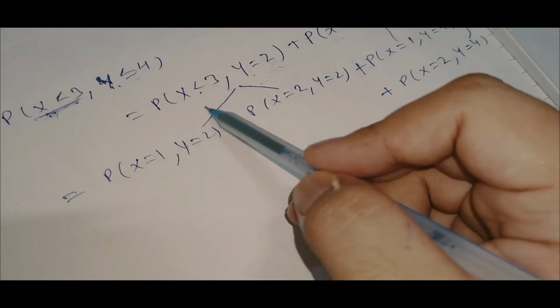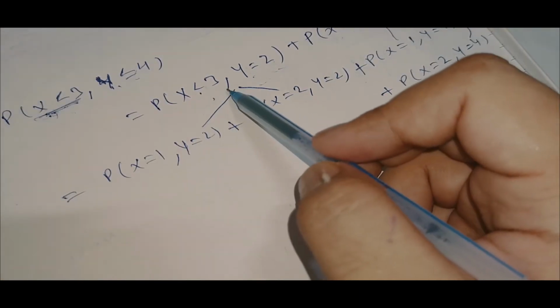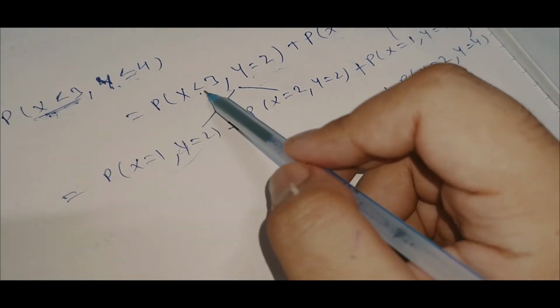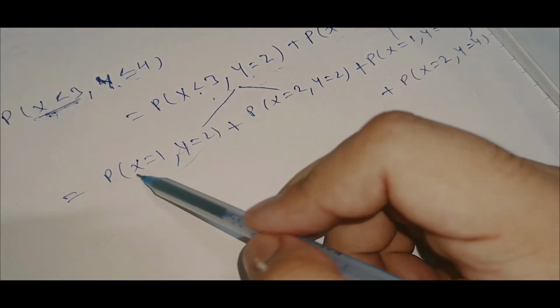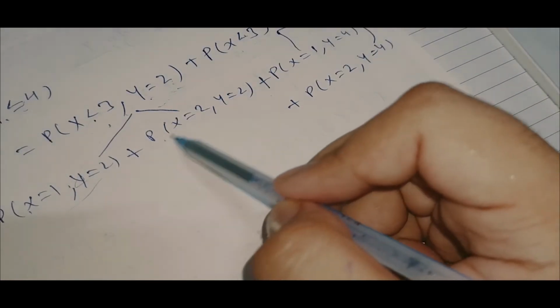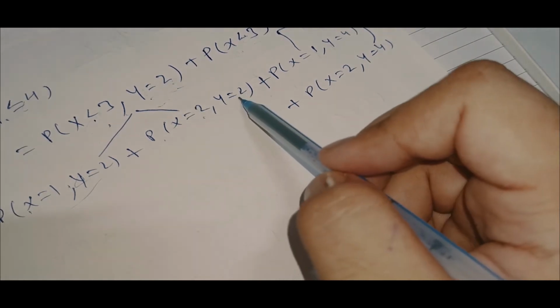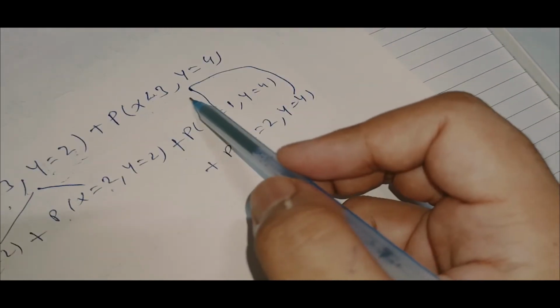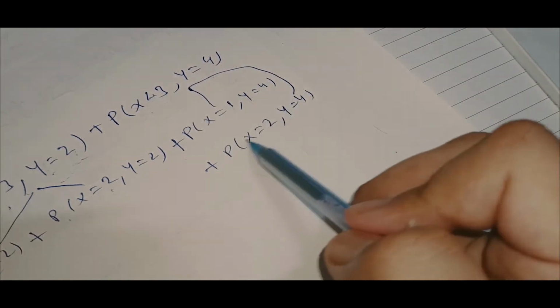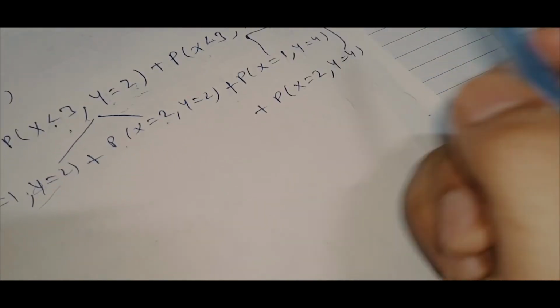Then when we have fixed one variable, we change that fixed variable in the next step, that is x can vary from 1 and 2. So P(x equals 1, y equals 2), then P(x equals 2, y equals 2). Then for this, P(x equals 1, y equals 4), then P(x equals 2, y equals 4).